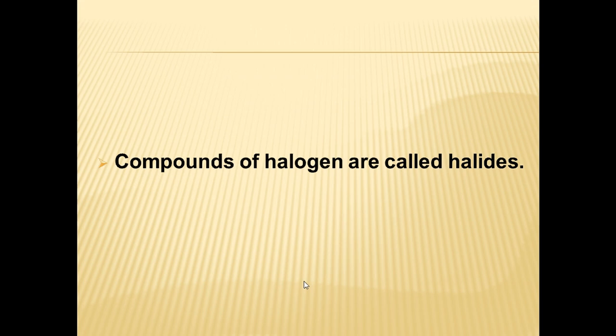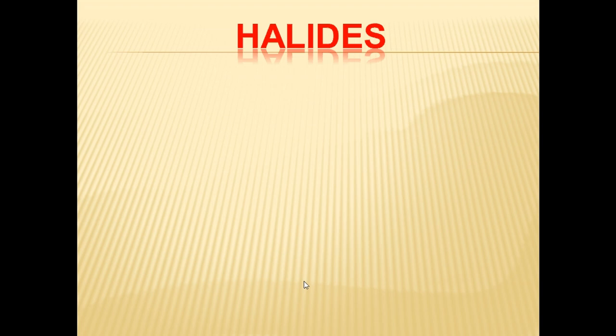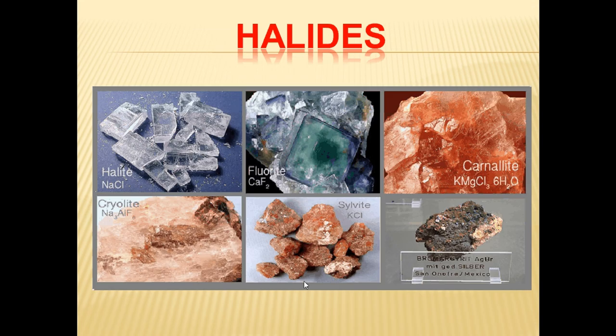Compounds of halogen are called halides. Look at this slide on which different halides are shown. Halite, which is halide of sodium, fluorite, which is halide of calcium, carnallite, halide of potassium and magnesium, cryolite, halide of sodium and aluminium, silvite, halide of potassium, and silver bromide.